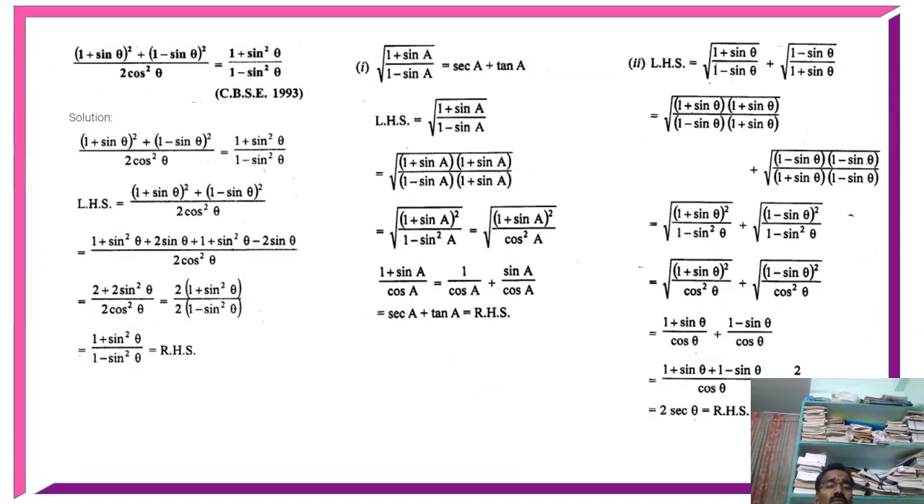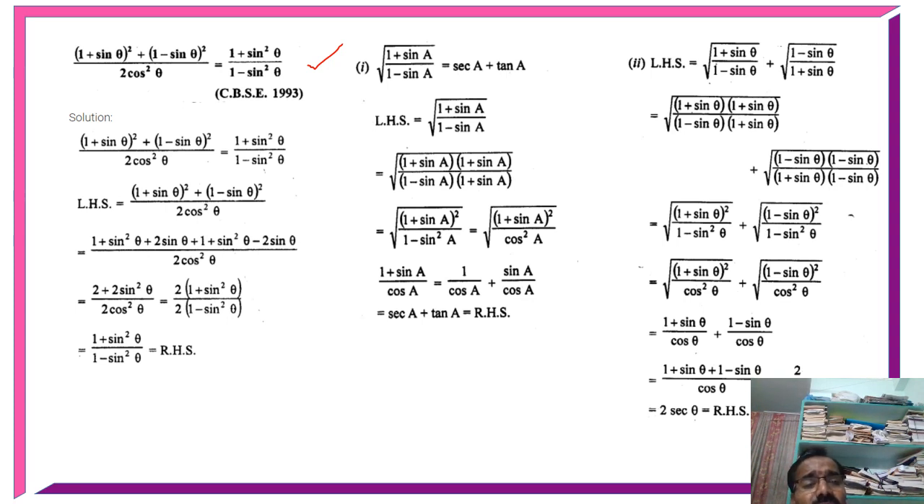In the next slide it is given, we have to prove that 1 plus sin theta whole square plus 1 minus sin theta whole square by 2 cos square theta equals 1 plus sin square theta by 1 minus sin square theta. Again take LHS.